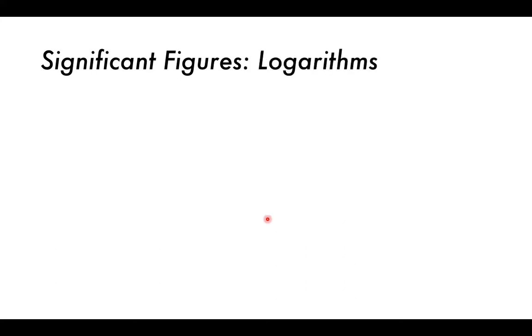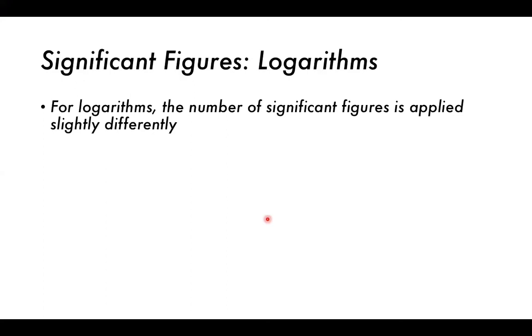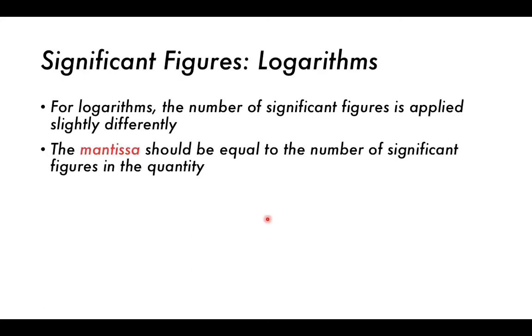Logarithms then. The most common one that we deal with in analytical chemistry is going to be the pH scale or any of the P scales. So for logarithms, the number of significant figures is applied slightly differently. Generally, the only part of the logarithm answer that is going to be significant is the mantissa, and the length of the mantissa should be equal to the number of significant figures in the original quantity.